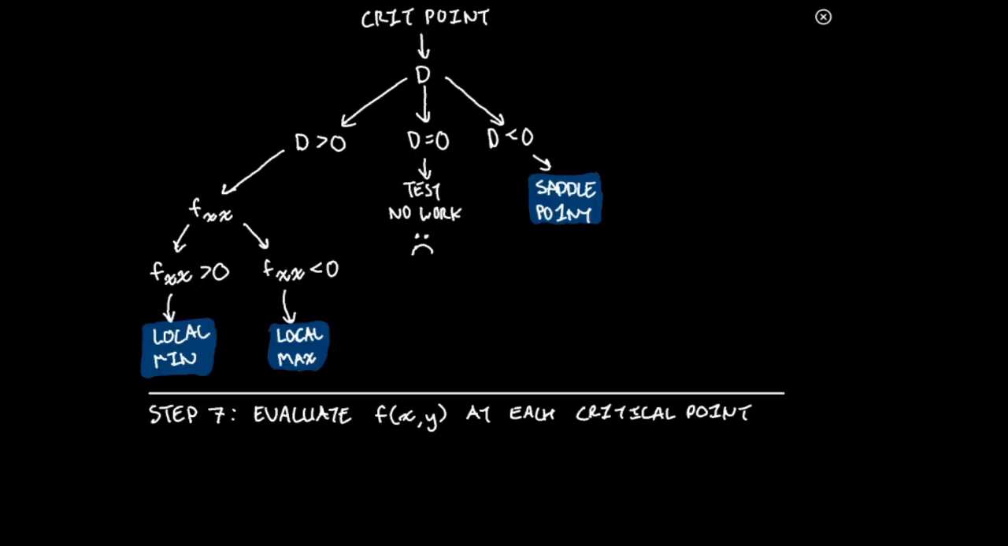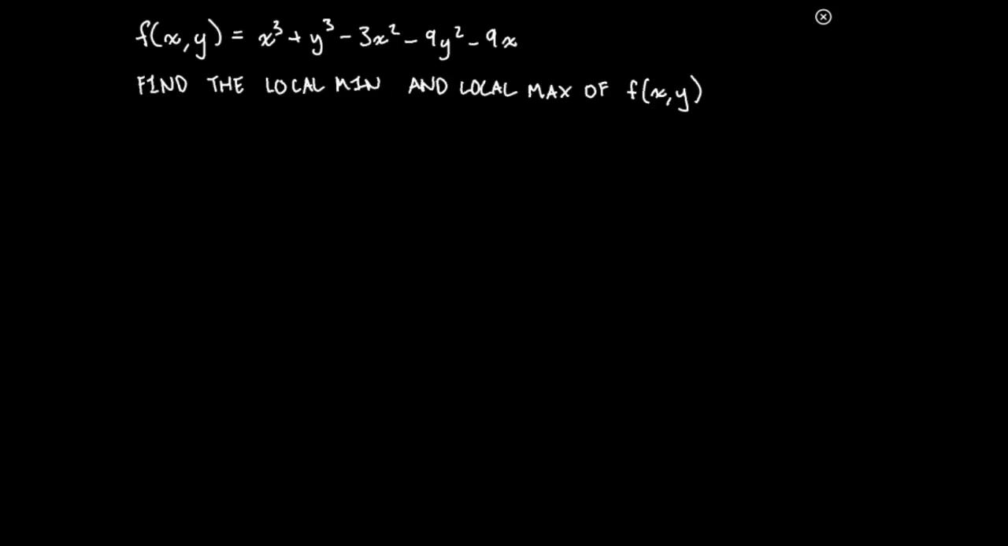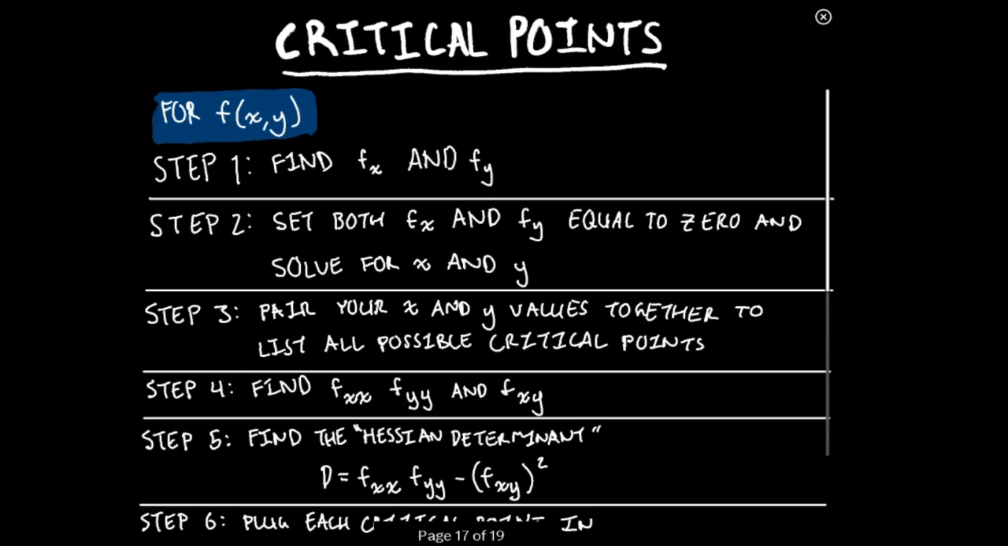Okay, now that we have this complete list of all the steps, let's go to an example question and actually test this out. Okay, so in this problem, we're given a function f of x, y, and our task is to find the local minimum and local maximum of the function. All right, so let's look at this and go one step at a time. What's step 1? Step 1 was find the partial derivatives with respect to x and with respect to y of the original function.